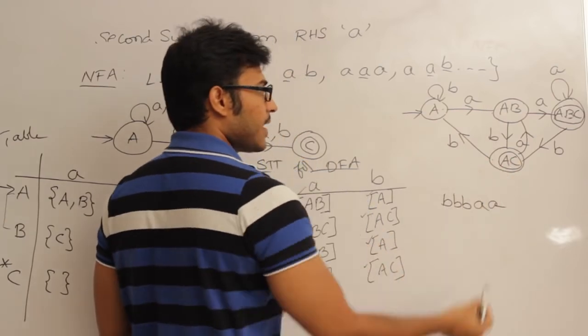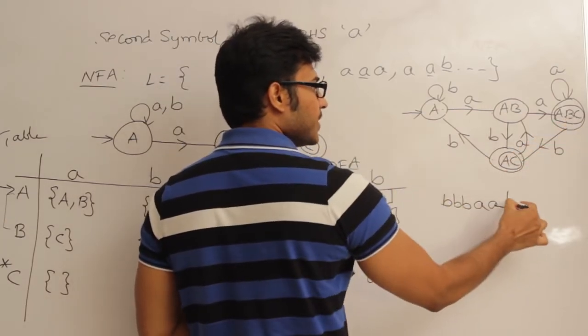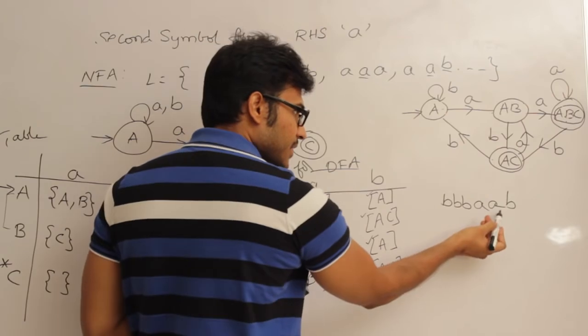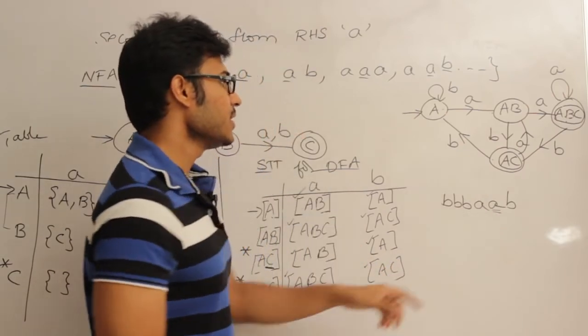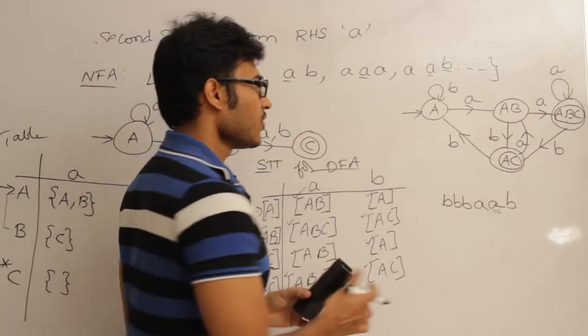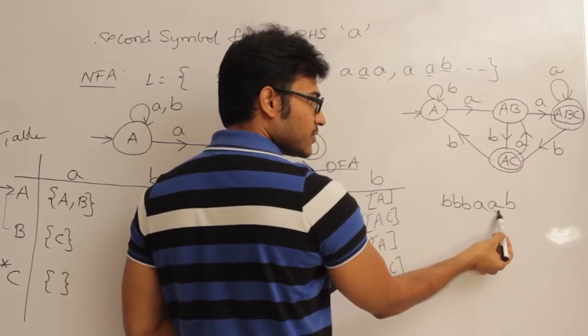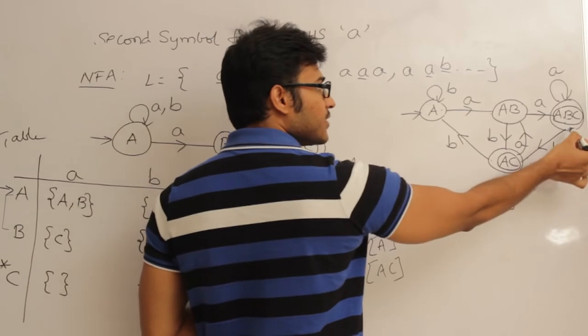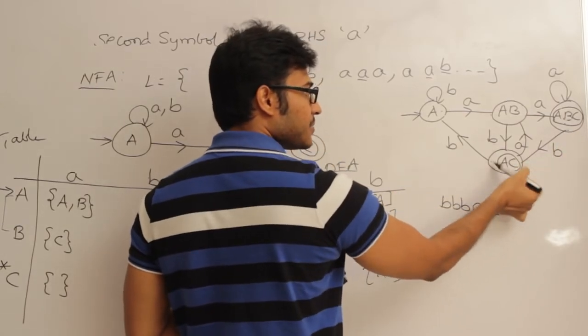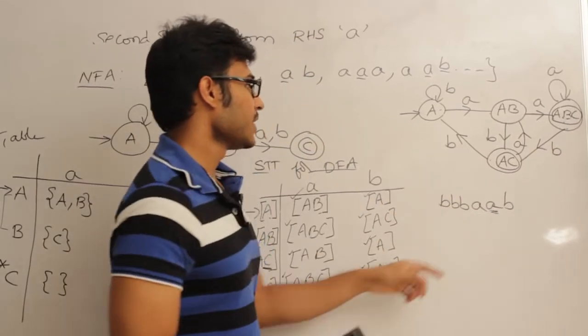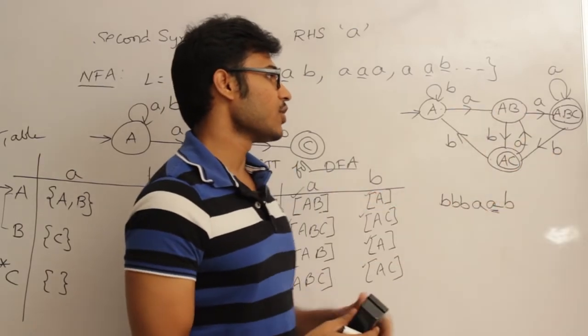Now let us say you have reached ABC by seeing many B's followed by a followed by a, and what if you see a B? Even if I see a B, the second last symbol is going to be small a itself. Therefore I have to still accept it, but I am going to remember that the previous symbol I have seen is small b.